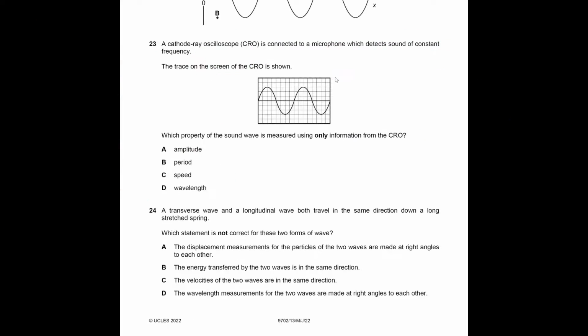All right. Now in question 23, you have a cathode ray oscilloscope that is connected to a microphone which detects sound of constant frequency. The trace on the screen of the CRO is as shown here. Which property of the sound wave is measured using only information from the CRO? So what can you determine only by looking at the CRO here? So this is your typical waveform trace on the CRO.